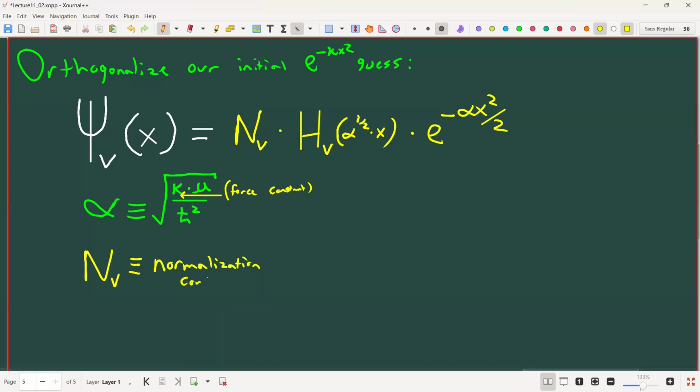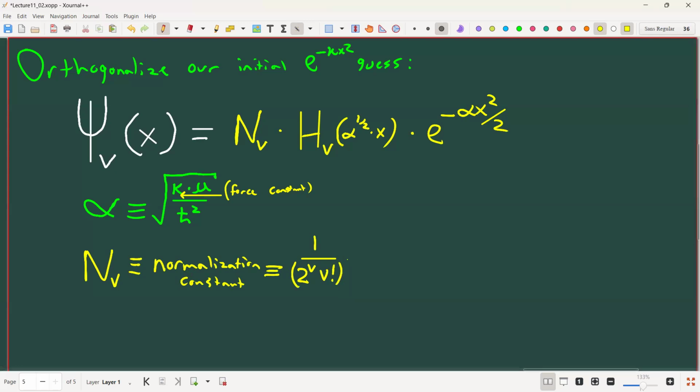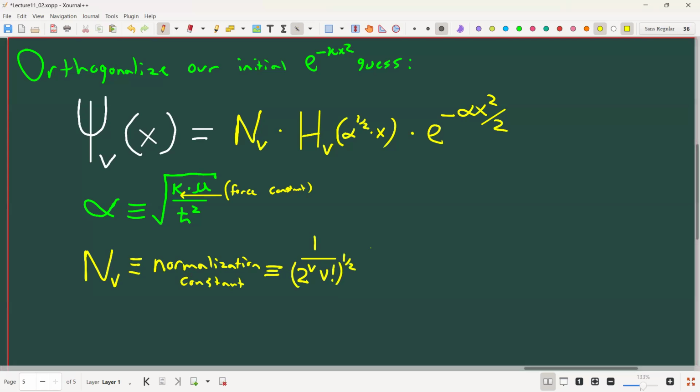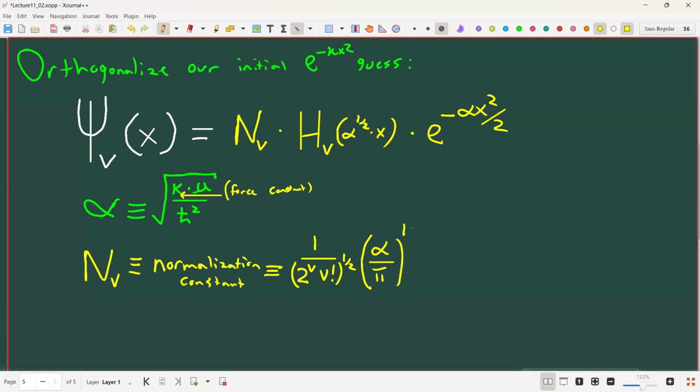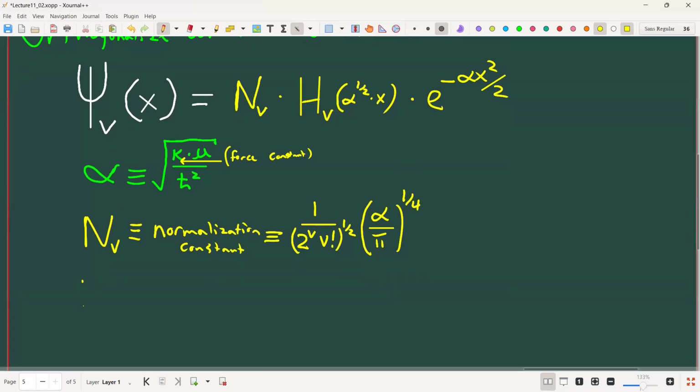It's a number, but it's a function of the state. It's equal to 1 over 2 to the v times v factorial, to the 1/2 power, square root, times alpha over pi to the 1/4. And H sub v is a function; you plug in the square root of alpha times x into it. This is the function. This is the input.